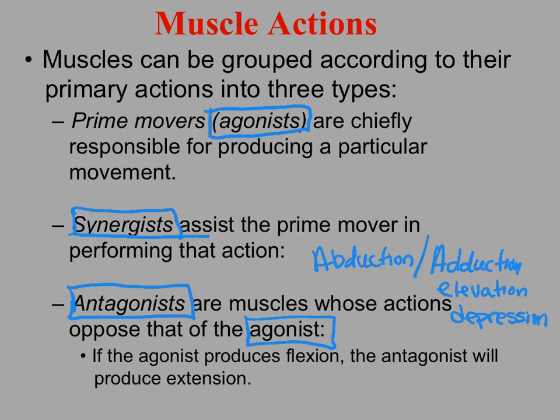So when we're thinking about an agonist-antagonistic pair, we have to first consider the action. The prime mover would be the muscle that's carrying out the action, and then the antagonist would be the muscle that does the opposite action.